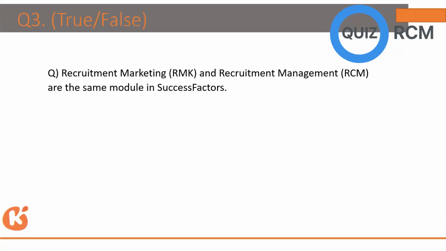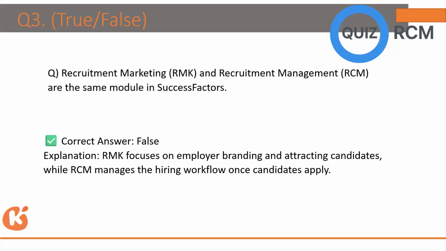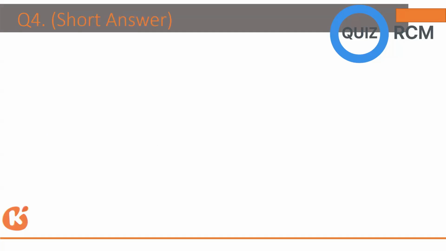Right. Then tell me this, true or false. Recruitment marketing, RMK, and recruitment management, RCM, are the same module in SuccessFactors? No. The answer is false. Yes, right. RMK focuses on employer branding and attracting, while RCM manages the hiring workflow once the candidate applies.